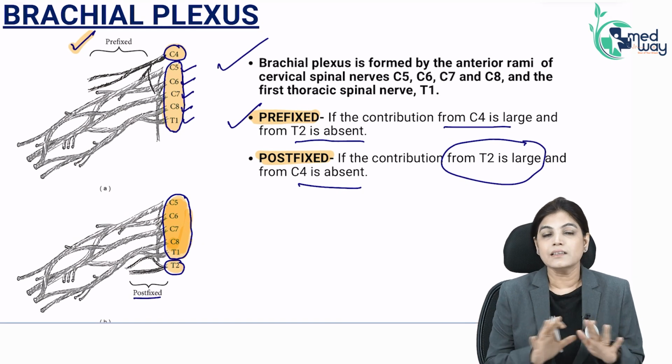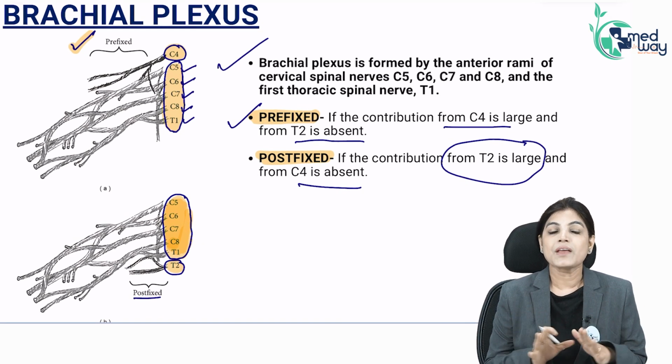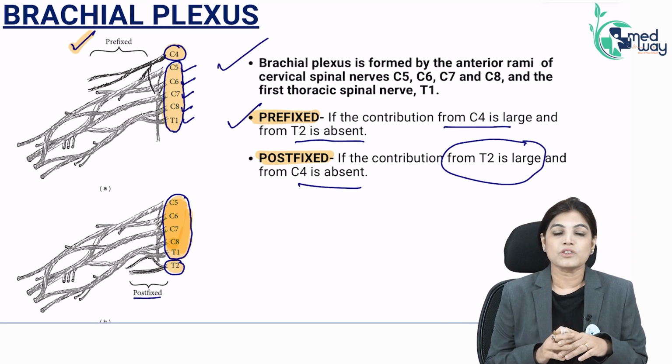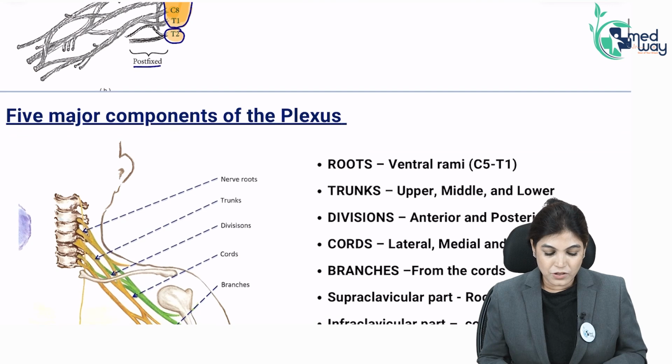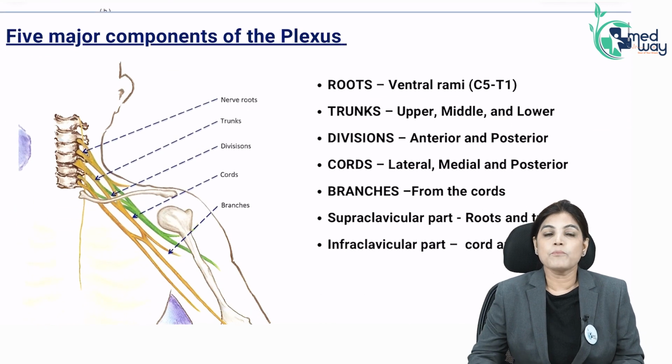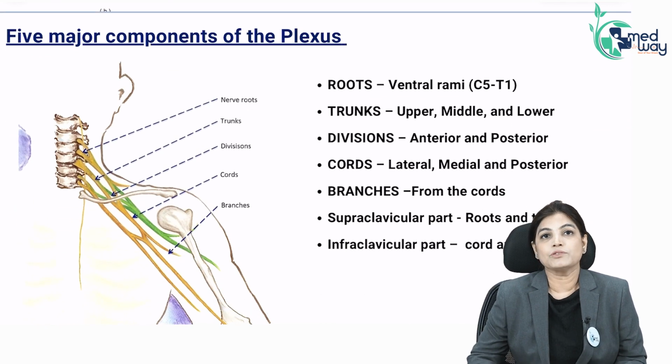So, now we are clear with the concept of ventral rami, the concept of formation of brachial plexus, and the concept of prefixed and postfixed brachial plexus. Now, I would like to tell about the 5 major components of brachial plexus. One by one, we have to understand the concepts of brachial plexus formation. If I am talking about the brachial plexus components, we have got 5 components.